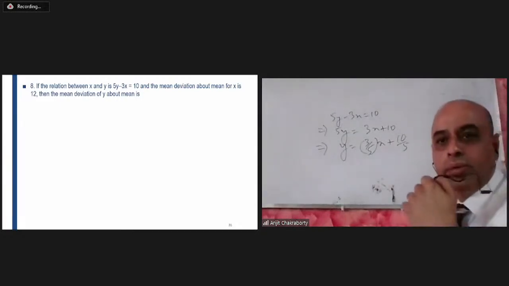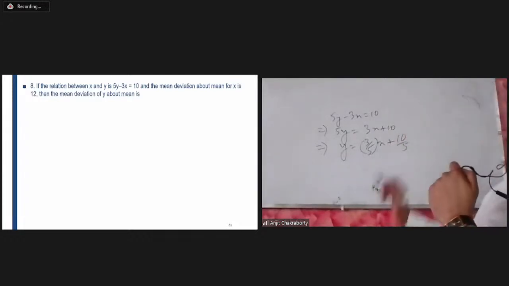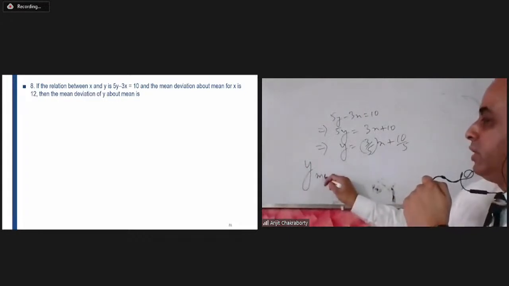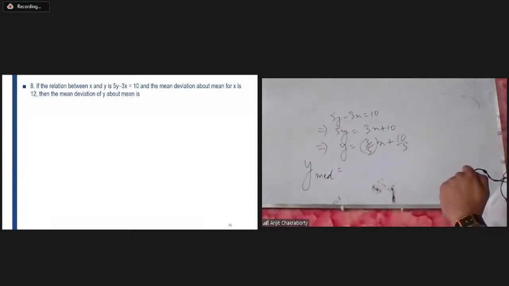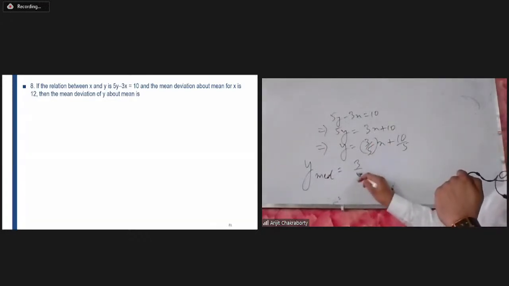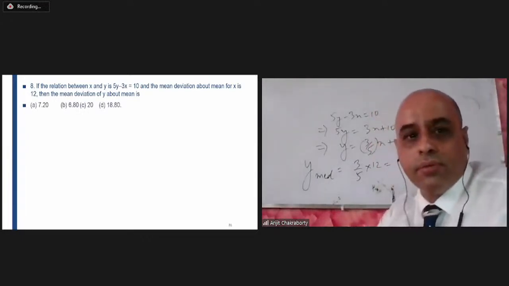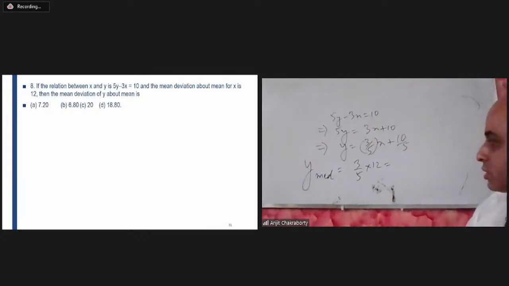Okay, now we know that the mean deviation for x is 12. Therefore, the mean deviation of y is equal to mod 3 by 5 into 12. 3 by 5 into 12 should give us how much? Just let us try it out. 3 by 5 into 12 means 0.6.